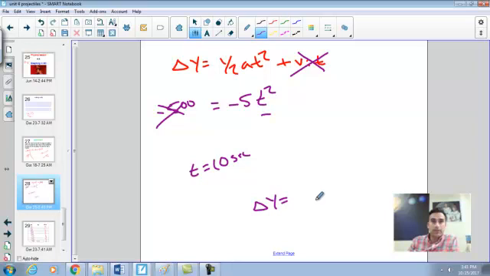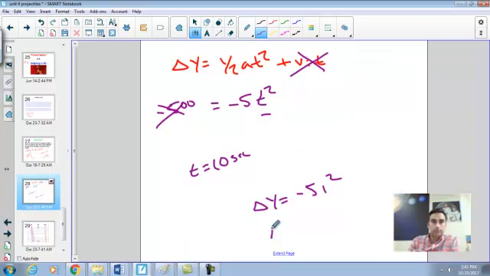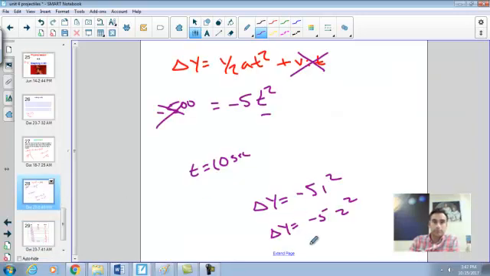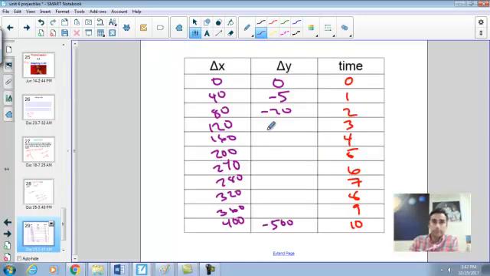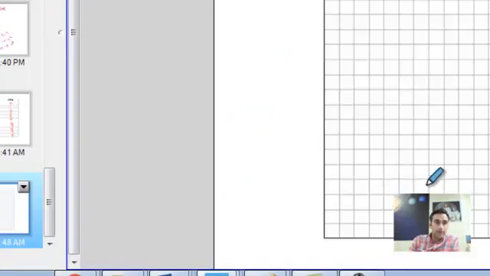So delta y equals -5, right? Still the same. 1 squared. Delta y equals -5, 2 squared. Delta y equals -5, 3 squared. Alright, and then you can fill in the rest of those here. Time-wise, I just want to jump right into the graphing part, because that's the important part.